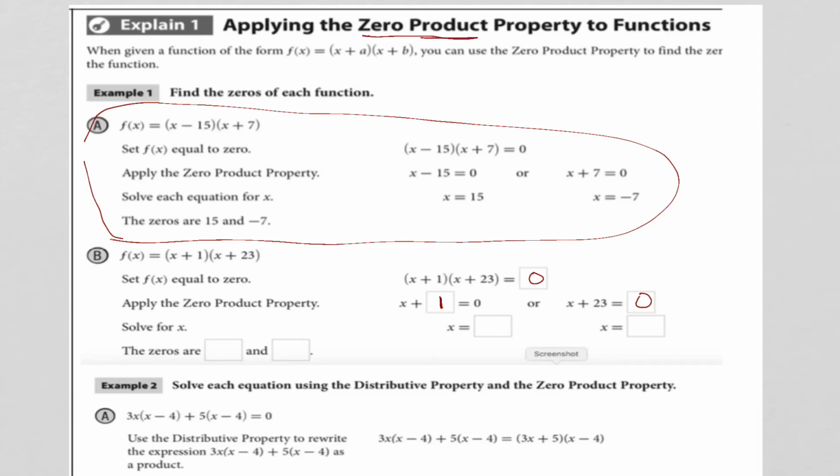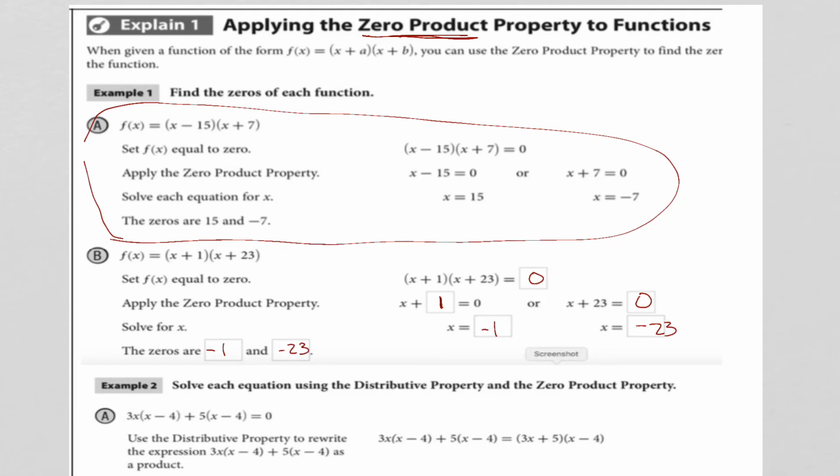The principle of the zero product property is that these two things are multiplied together and one of them has to be equal to 0. And what value for x would make that statement true? What value of x would make one of these two things being multiplied equal to 0? And of course, well, negative 1 would, and so would negative 23. So the zeros of this thing are negative 1 and negative 23.